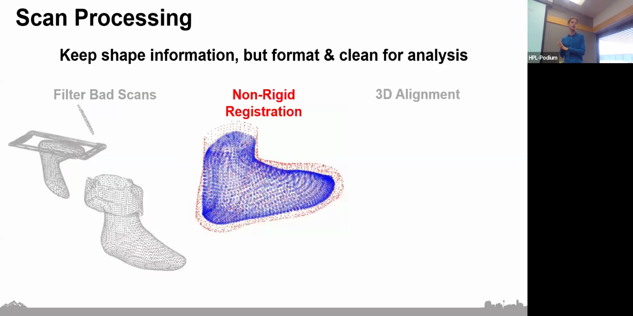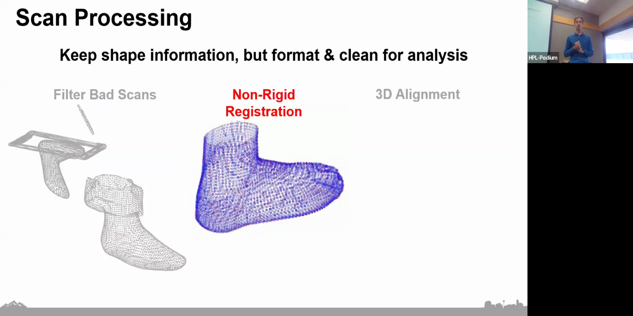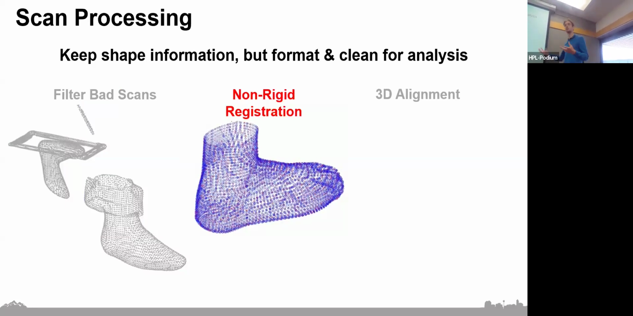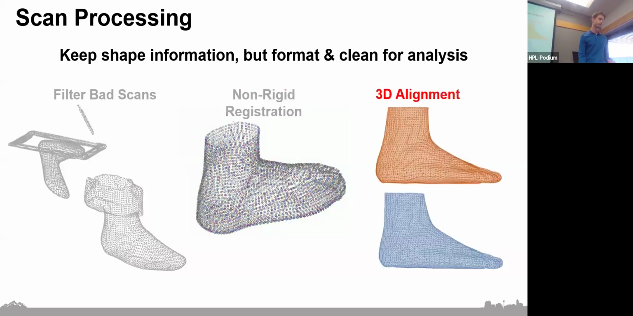And then we use a non-rigid registration technique called coherent point drift. It's not important necessarily what that is, but it basically registers a template shape to each individual scan. And that helps us define each shape using the same number of points, and defines corresponding points from scan to scan. So for example, the big toe is always point number 1, right? So you can think of scans being mapped in the same way every time.